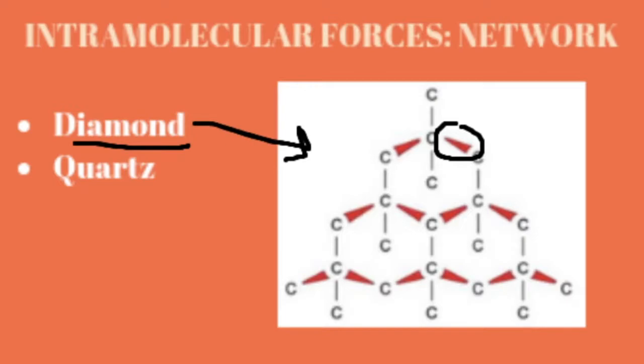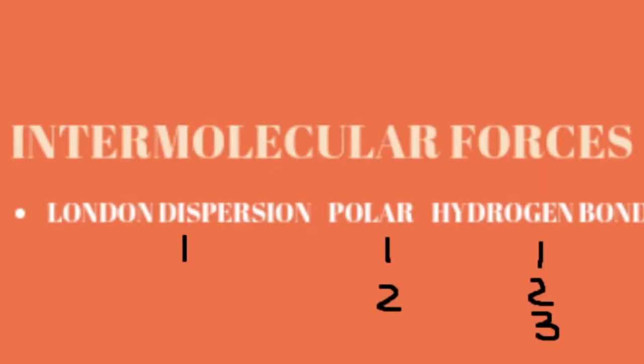Without further ado, we're going to start talking about our intermolecular forces, the forces that are between molecules. And we're going to start by talking about London dispersion, and this is because you can't have polarity without London dispersion, and you can't have hydrogen bonding without polarity and London dispersion. So that's why we need to start with London, because it's involved in everything.